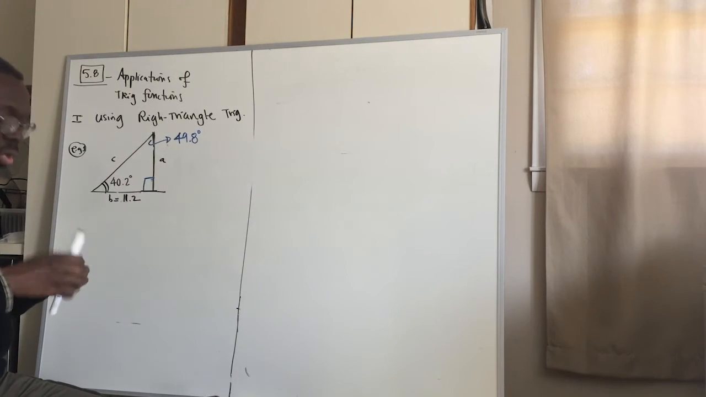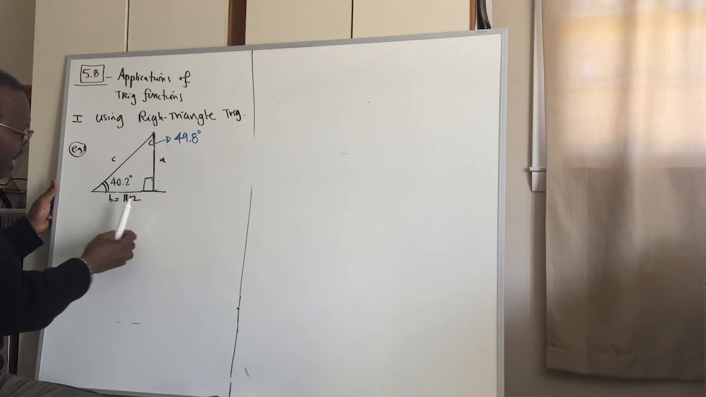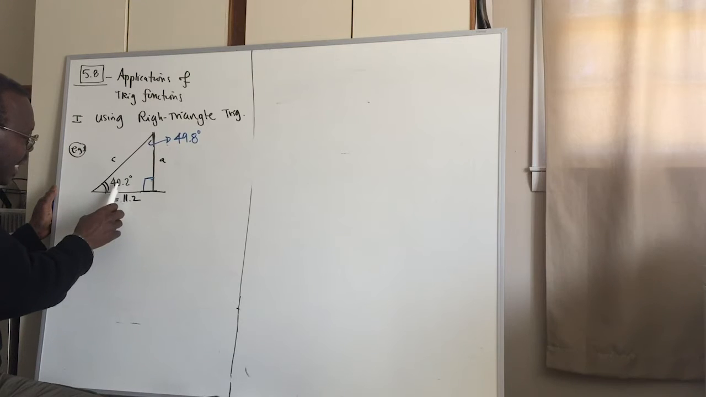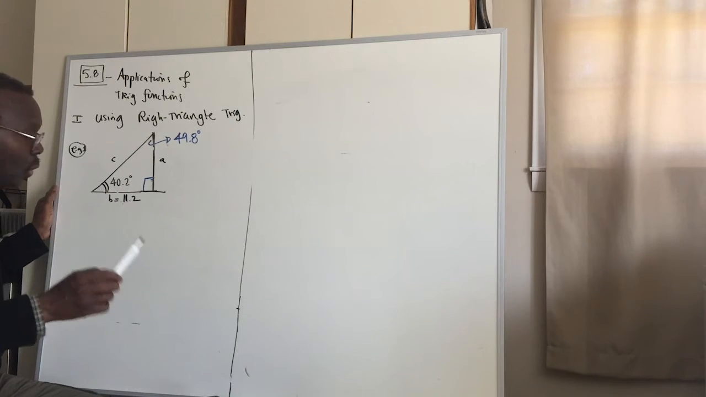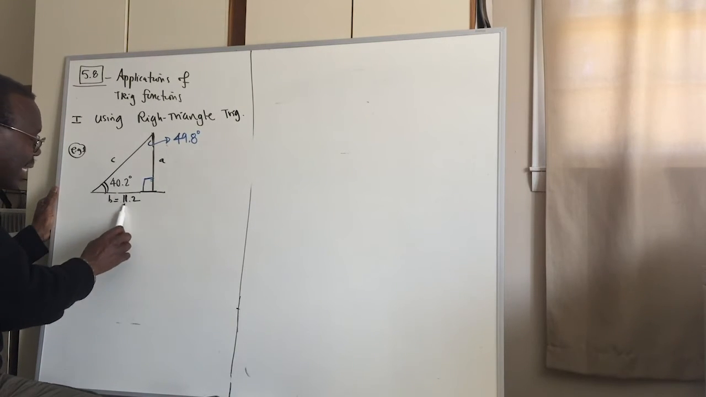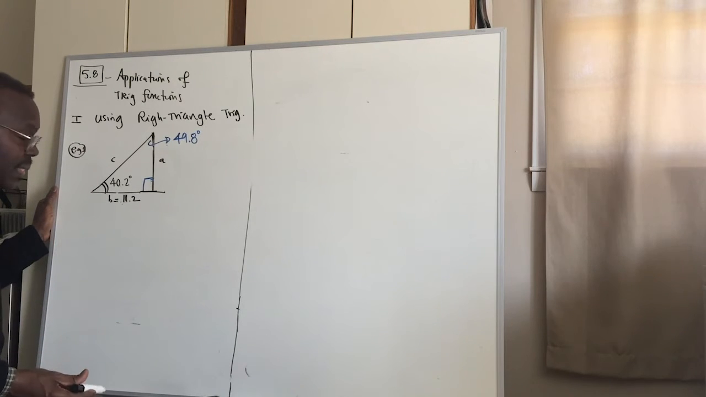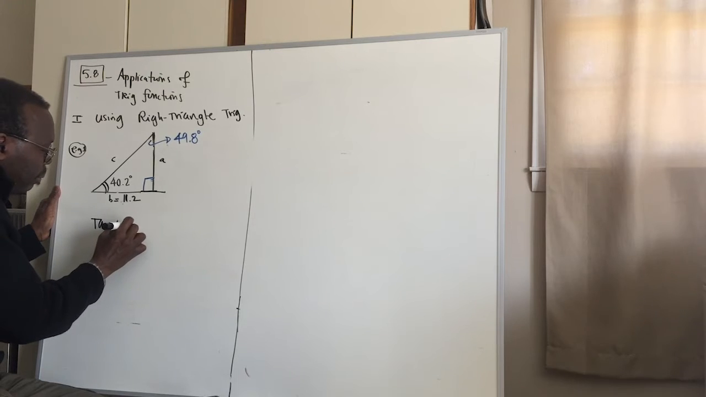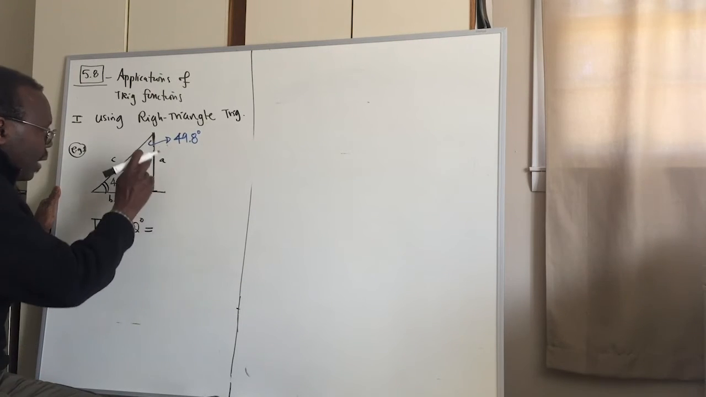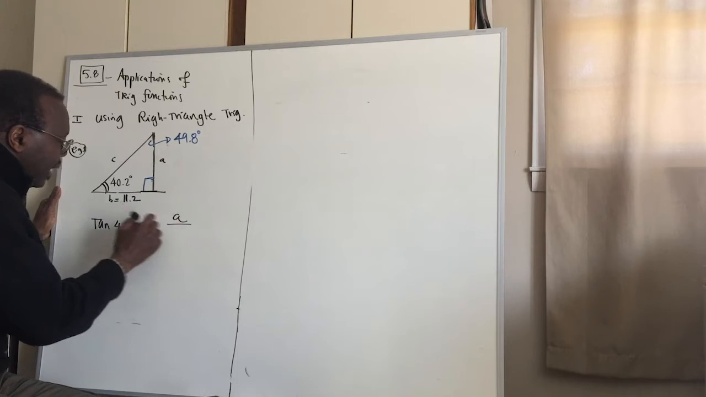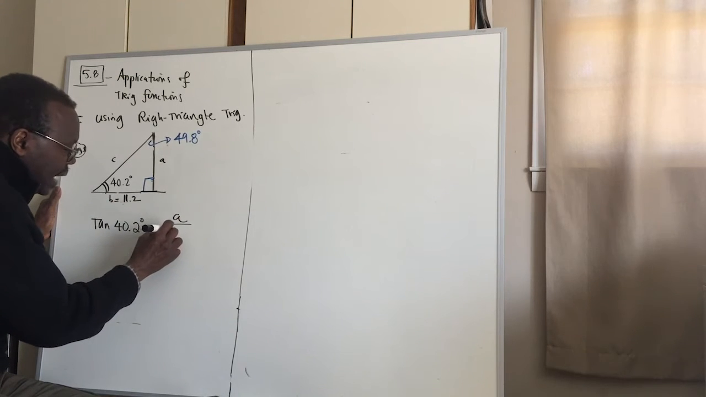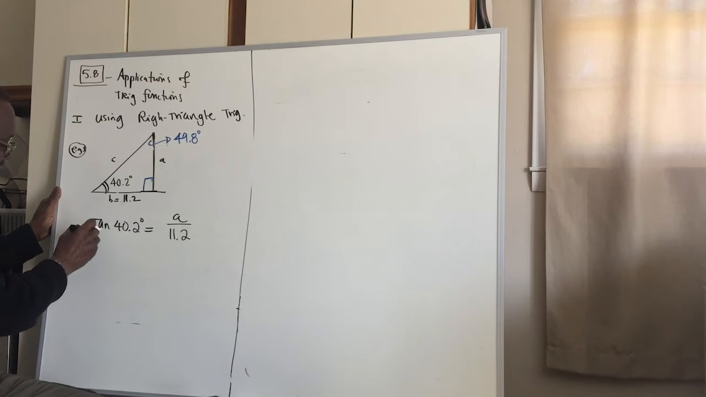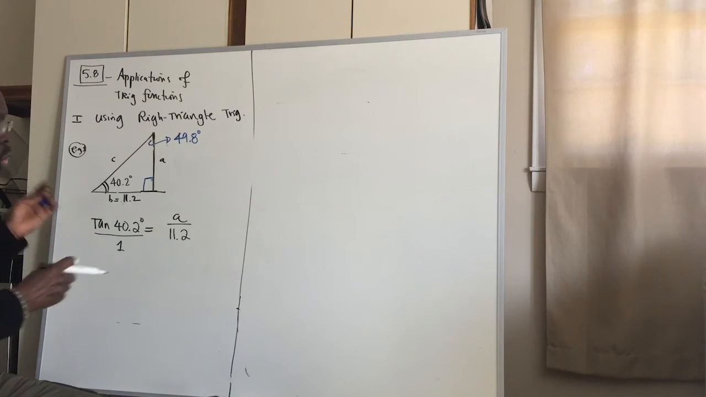So we have these two done. To find A, we use what we have here. You can use this side and the angle, and the relationship between this side, that side, and the angle is tangent. So you say tan of 40.2 degrees is the opposite divided by the adjacent side, 11.2. Since this is what we have, write this over 1 and cross multiply.